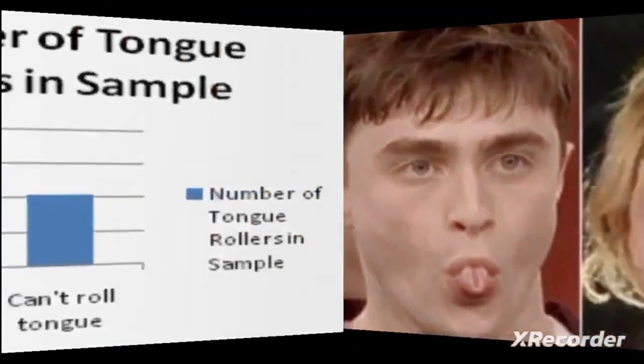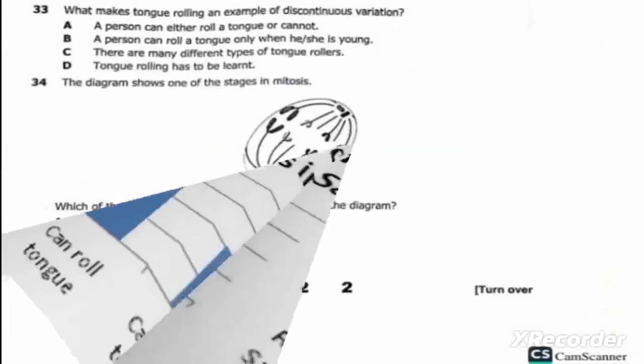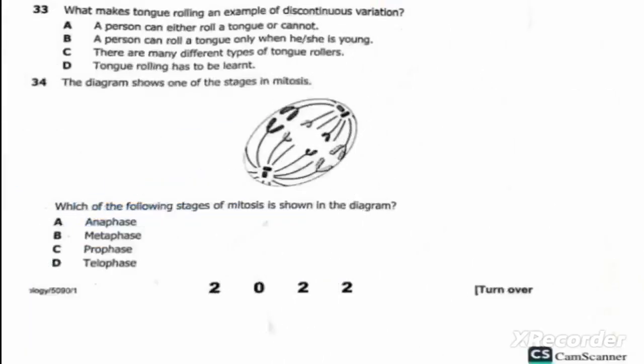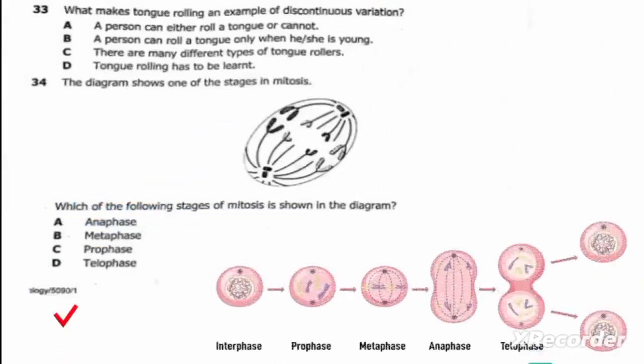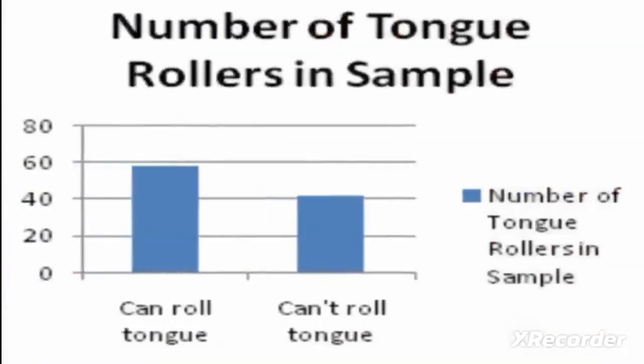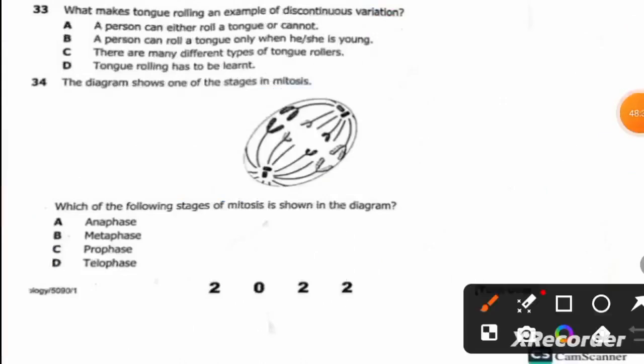So we have seen that tongue rolling is an example of a discontinuous variation, because you can either roll your tongue or you cannot. There are only two possibilities. So therefore, our correct answer is A. Okay, let me indicate so that you can see clearly. Our correct answer is A.